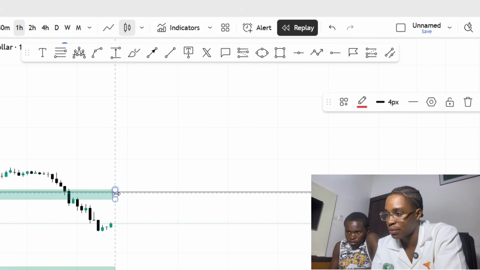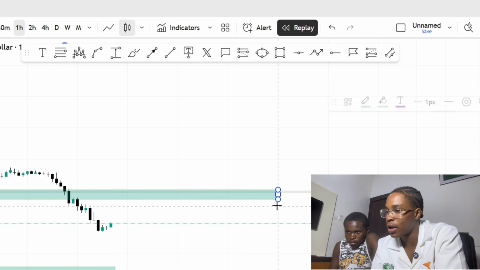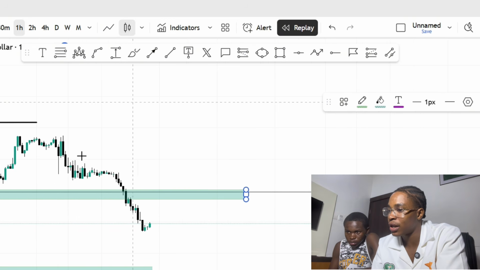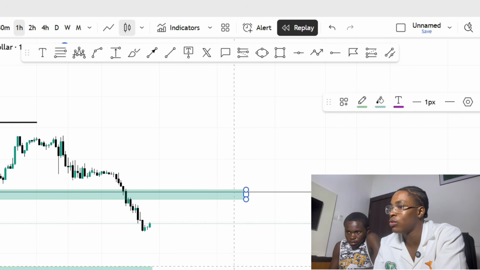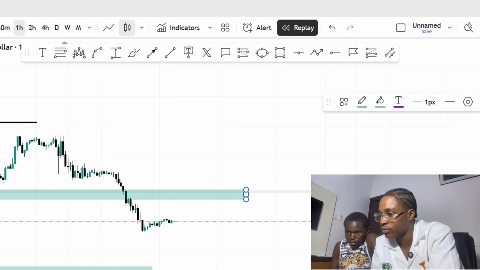Let's just drag this a bit. So the 1 hour time frame, what are we waiting for? Waiting for the market to shift structure and create a higher high, then higher low. Okay. Before we enter.